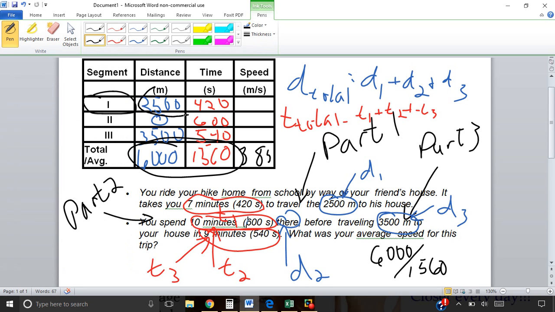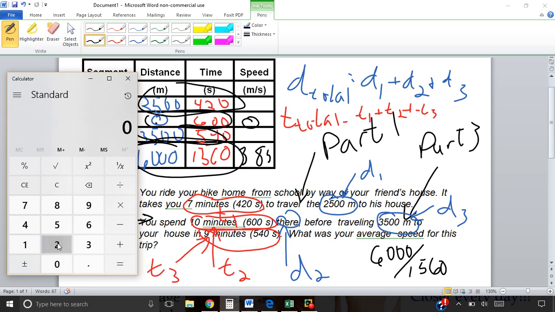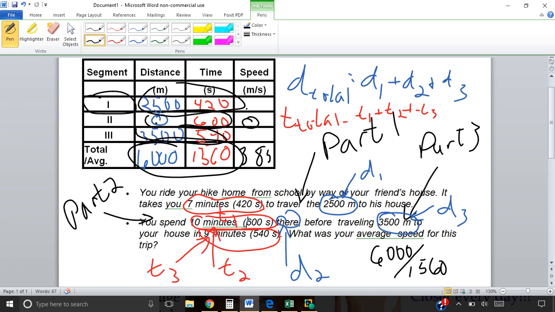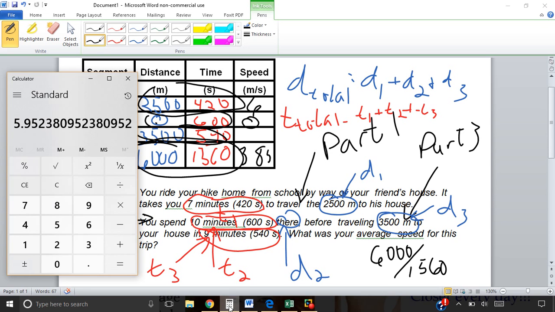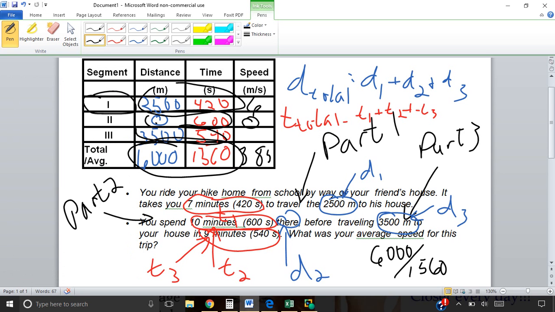My overachievers can find the exact speed for each time. This one obviously is going to be 0 because you didn't travel any distance at all. So your 2,500 divided by 420, that'll give you a speed at that point of about 6. And the last one, 3,500 meters divided by 540. That gives you a speed of about 6.5.